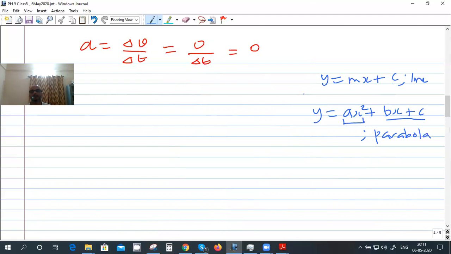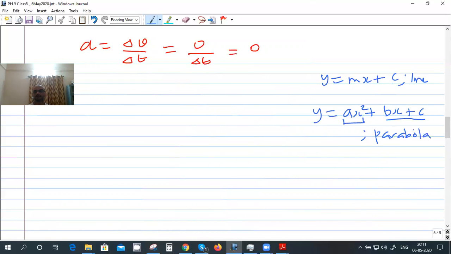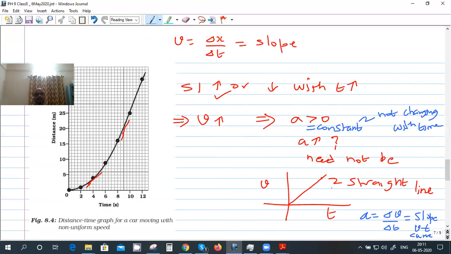So this is of that form. The t square term is there, the t term is there, the constant is not there. So even if the constant is zero, it's still a parabola. Even the line y equal to mx is still an equation of a line with c equal to zero. So this is the equation of a parabola if acceleration is constant, and this is the distance versus time plot.